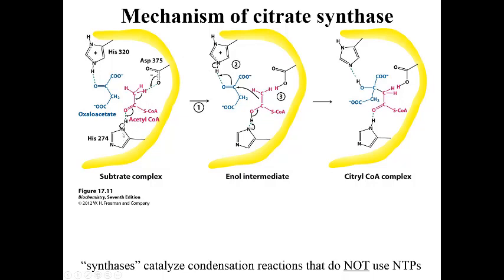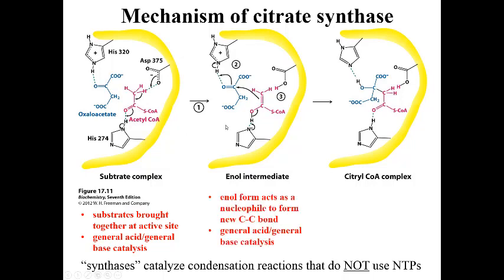Initially, these two active site residues are involved in general acid-base catalysis. This histidine residue acts as a general acid. This aspartic acid acts as a general base. This allows you to initiate the reaction. So first of all, the two substrates have to bind at the appropriate orientation in the active site for these residues to play their roles in general acid-base catalysis.